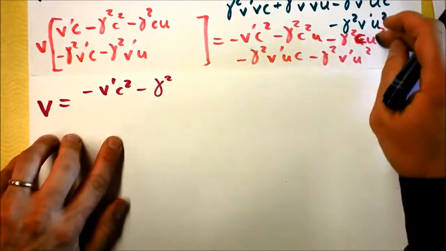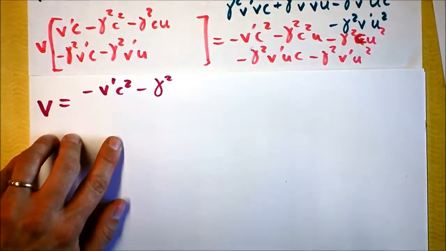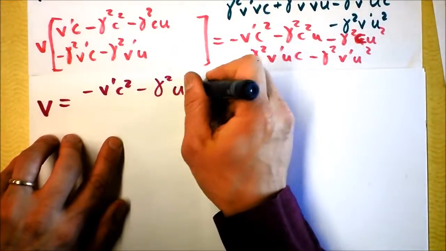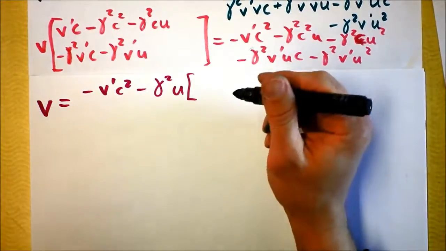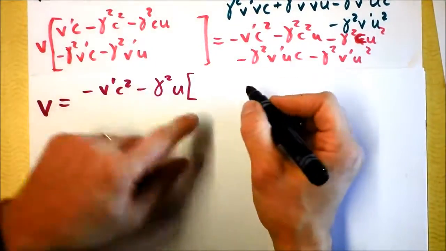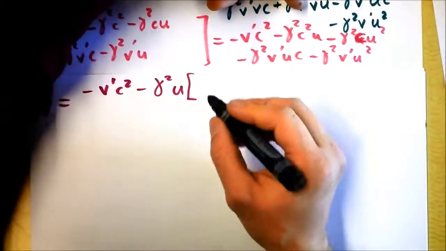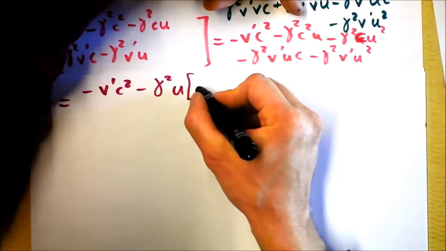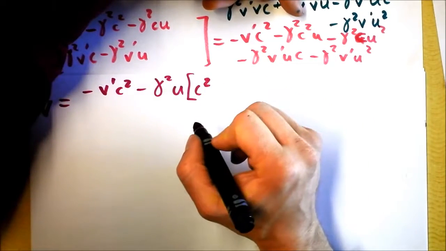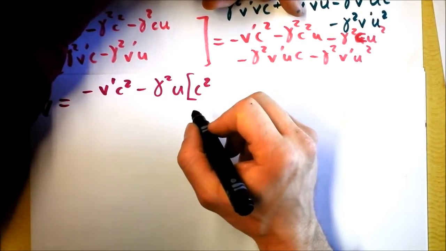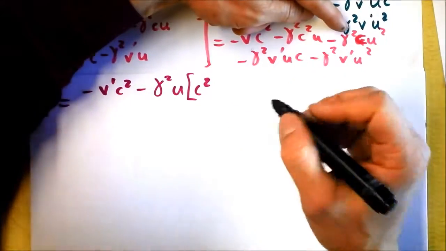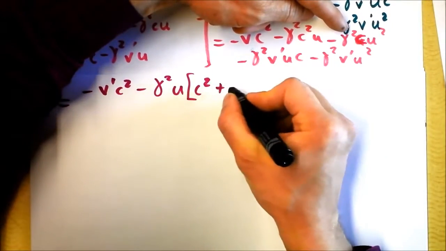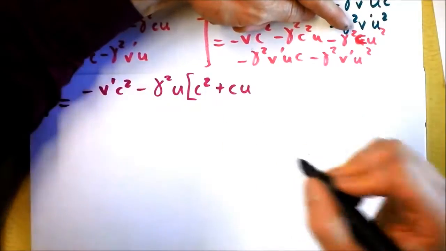Oh my gosh, look, everything else also has a u in it. So let's get gamma squared and u factored out of that entire mess. It looks to me like we're going to have, let's see, I'm looking for gamma squared and u. Oh yeah. This is c squared, the only remaining thing when I factor out the gamma squared and the u and the minus sign. You got your gamma squared and your u, and then I'm going to have a plus c times u. You see how that works right there?